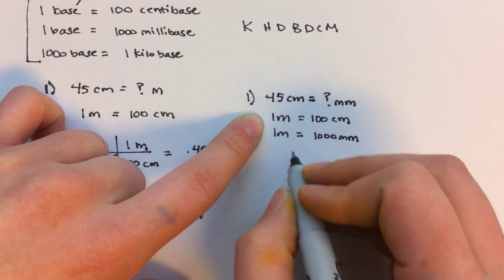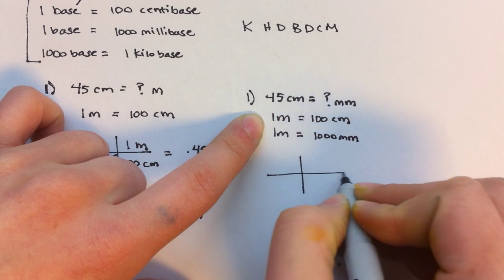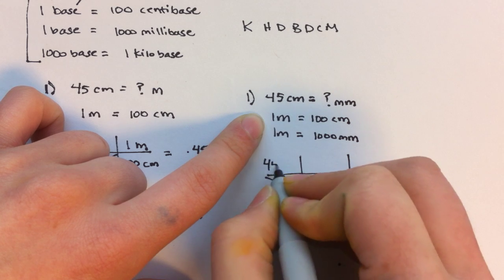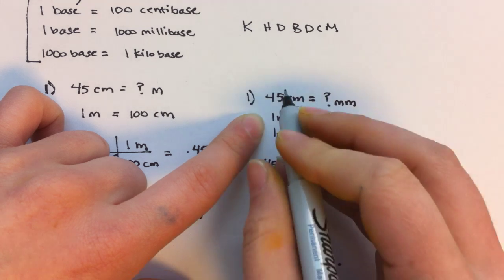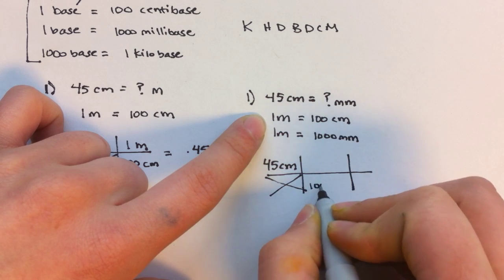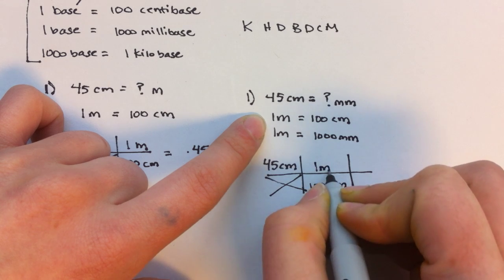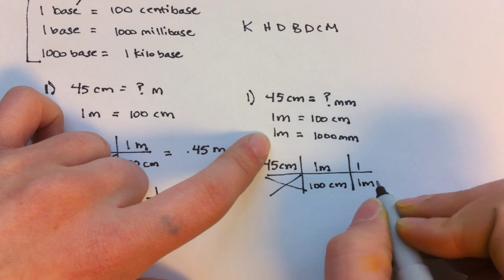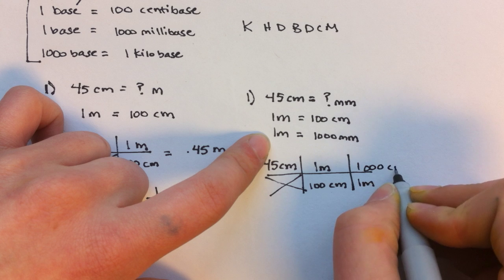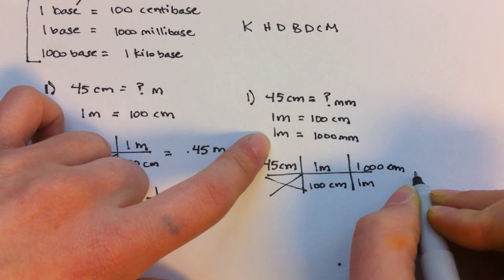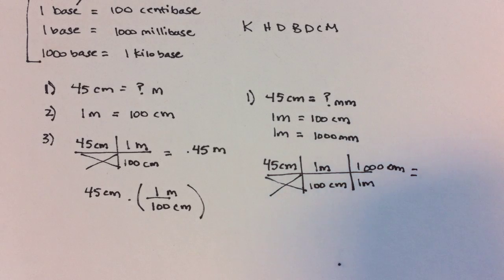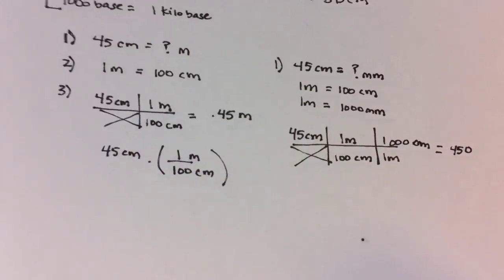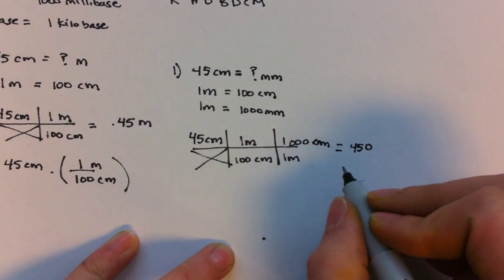so I can draw the T, but since I have two equalities, I know that it's going to be a double T. 45 still goes here. It's centimeters. Then we have centimeters, so this is 100 centimeters equals 1 meter. Then we say 1 meter equals 1,000 centimeters. No, millimeters. We multiply the top and divide by the bottom, and we get 450. Okay. Millimeters.